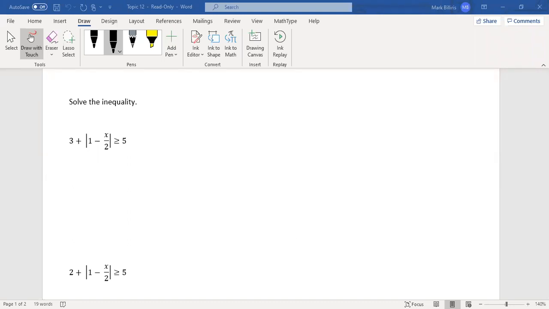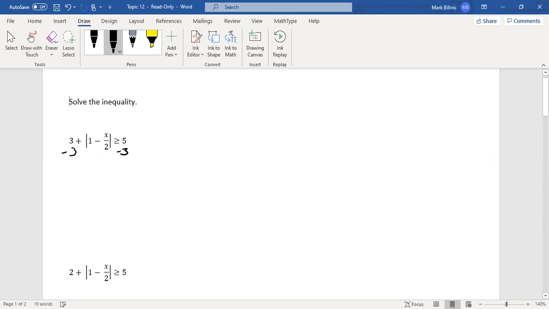So we'll be solving inequalities. In this case, we'll start by dealing with absolute value inequalities. So we're going to make sure again that we write our answer in interval notation as well. So the first thing that we're going to do in these problems is to isolate our absolute value.